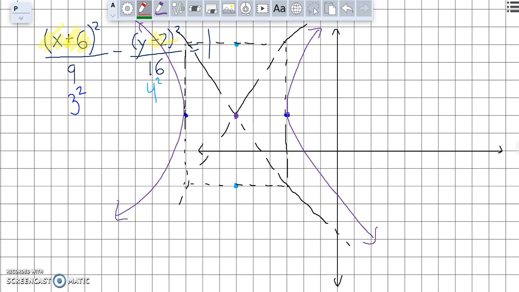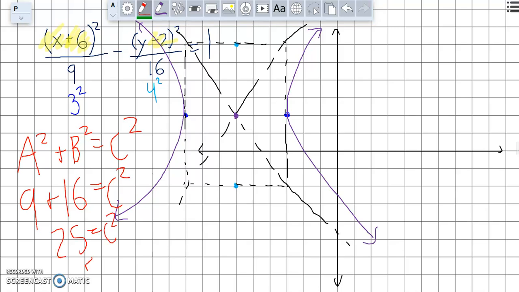To find the foci, first I find the focal length. To find the focal length, I do the Pythagorean theorem. It's not really the Pythagorean theorem, it just happens to have the same variables in the same order: a squared plus b squared equals c squared. I don't have any right triangles here, but it's still the equation I use. A squared is the first number you see in the denominator, b squared is the second one. A is 3, b is 4. A squared is 9, b squared is 16, so c squared is 25, which means that my focal length is 5.